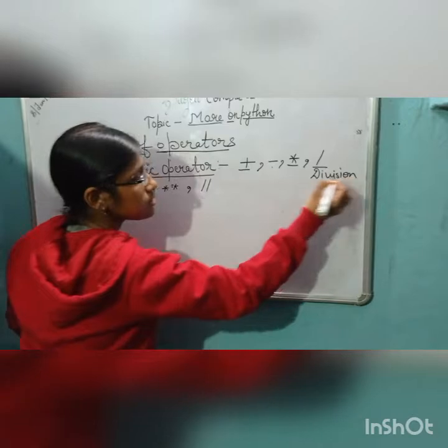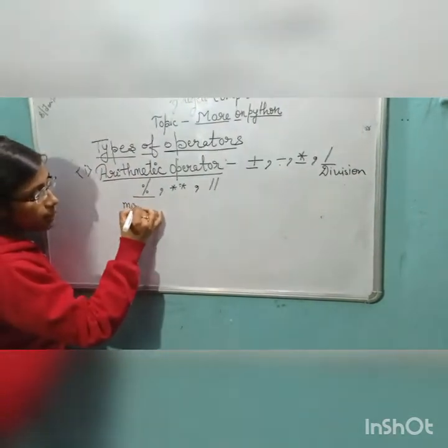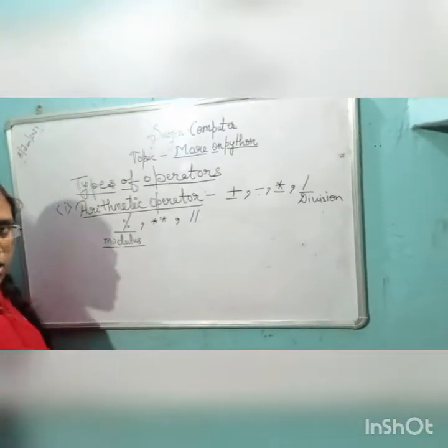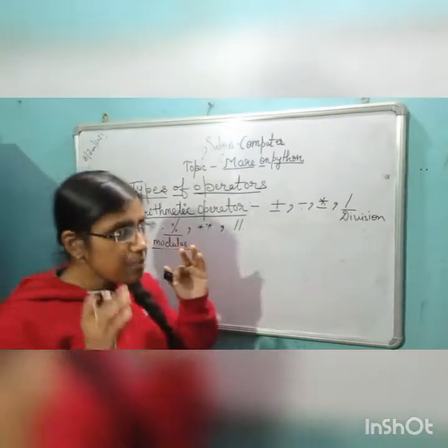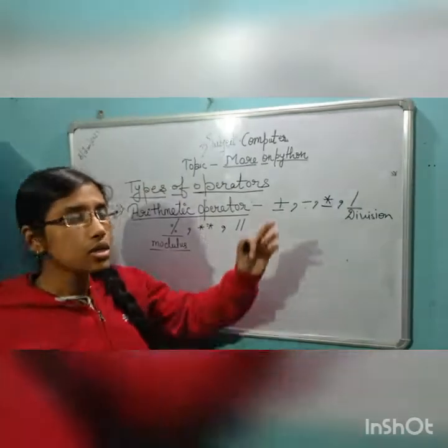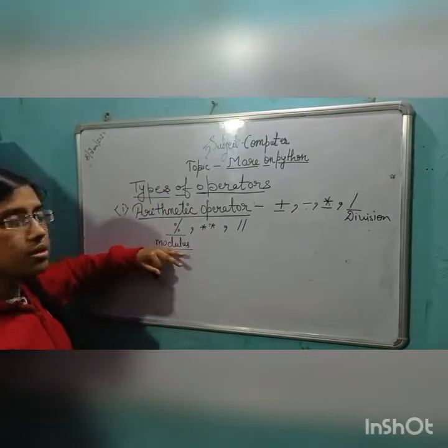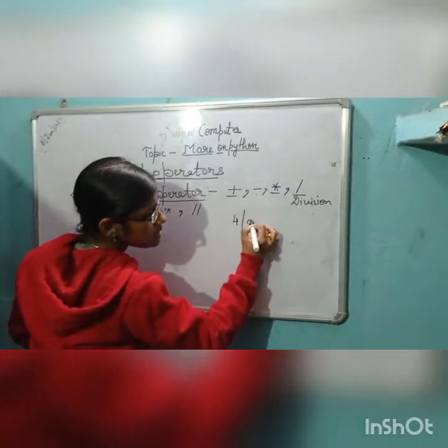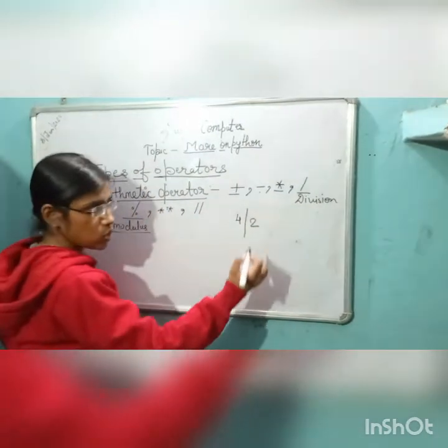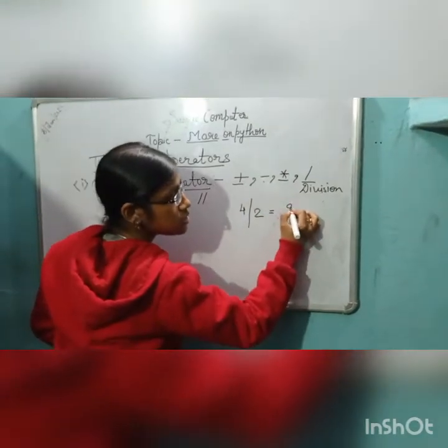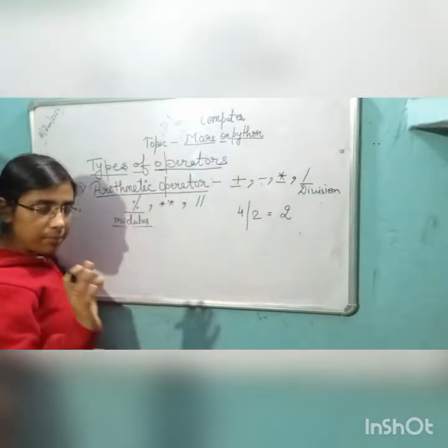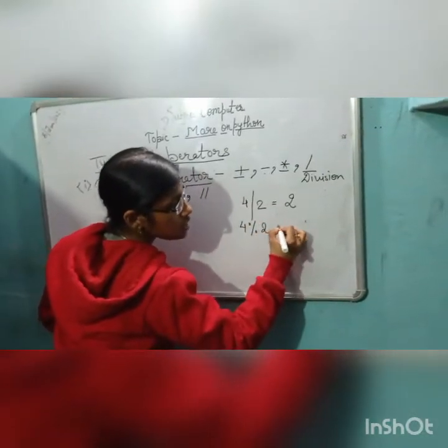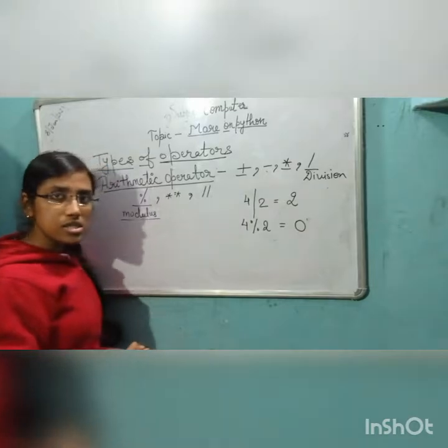This one, modulus operator. Please note it down. This is the modulus operator. Now, let me explain the difference between the division and modulus operator. Look here everyone. Suppose I do 4 divided by 2. So the answer will be 2. But if I do 4 percent 2, the answer will come out to be 0.